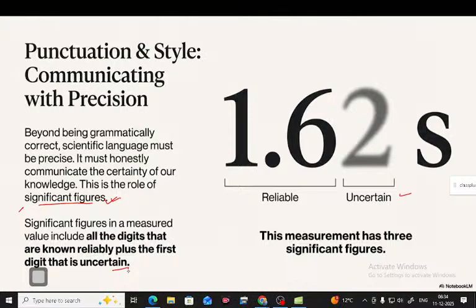That is punctuation, style, communicating with precision. Beyond being grammatically correct, scientific language must be precise. It must honestly communicate the certainty of our knowledge. This is the role of significant figures. Significant figures in a measured value include all the digits that are known reliably plus the first digit that is uncertain. Now we go to the next section.